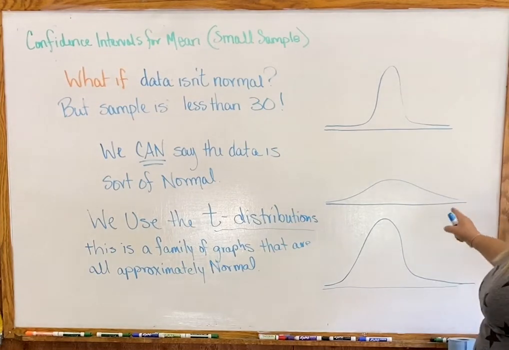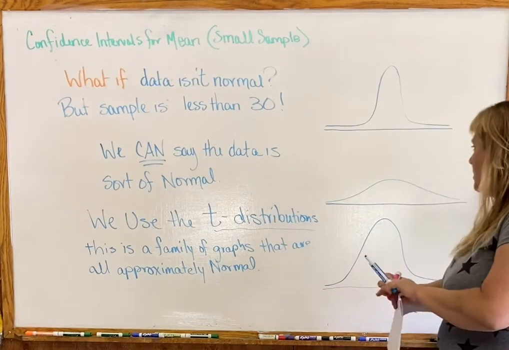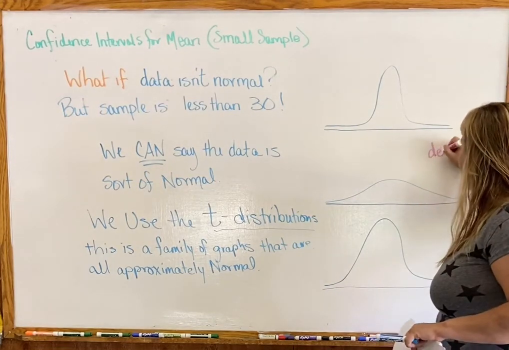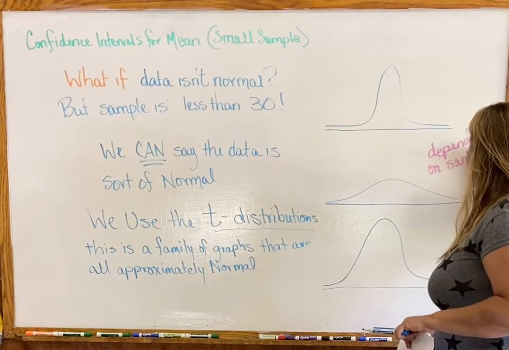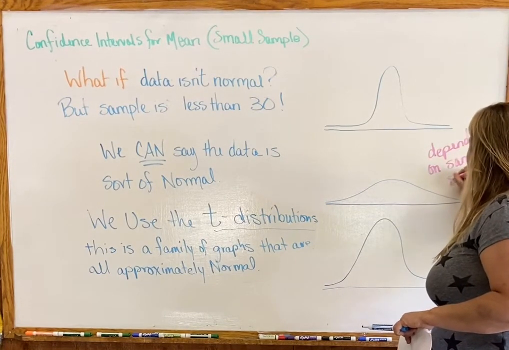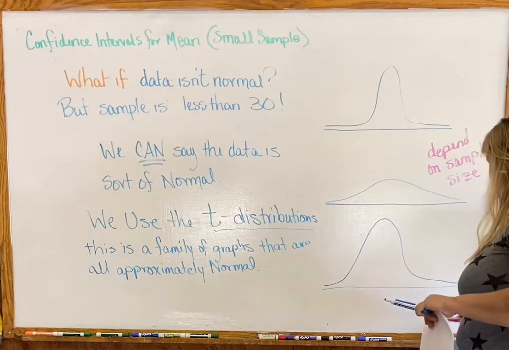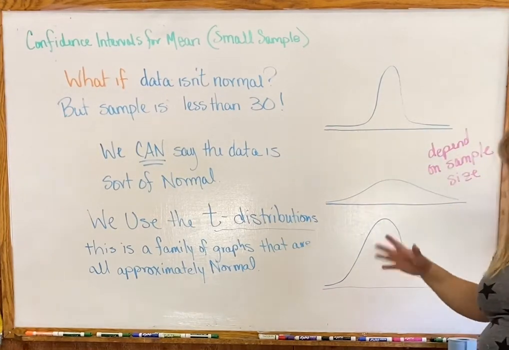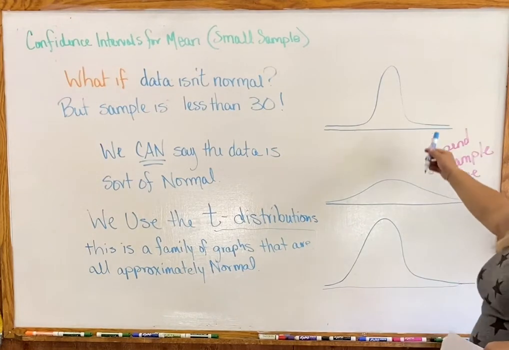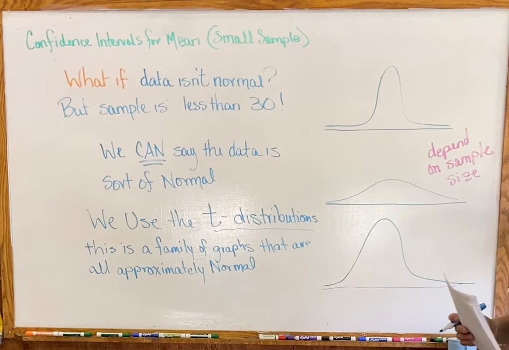Okay, and the key is that these guys depend on sample size. So what our sample size is, because it's going to be less than 30, but what it actually is tells us how normal the graph is or how not normal the graph is, okay? So we need to take into account sample size when we are thinking about the t distribution.